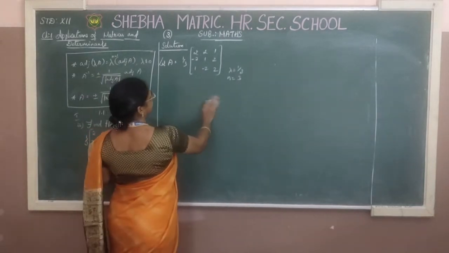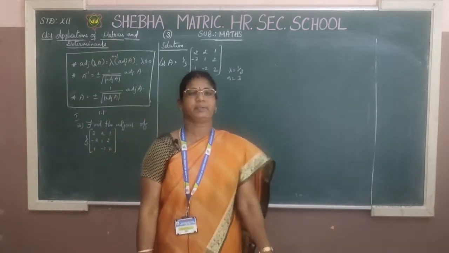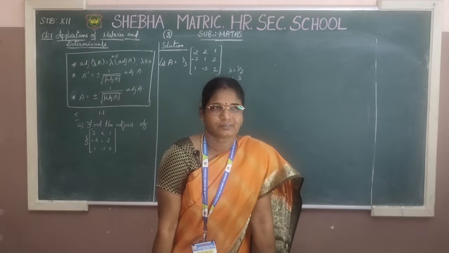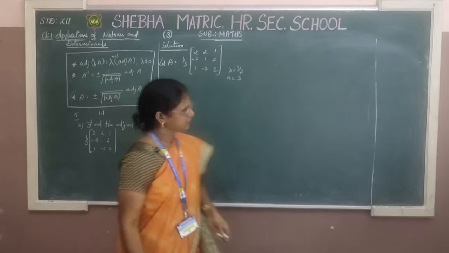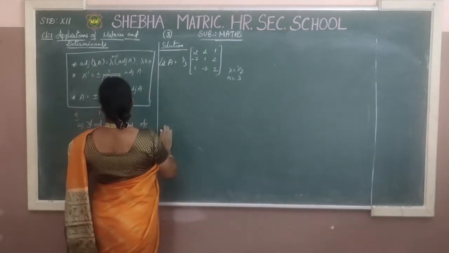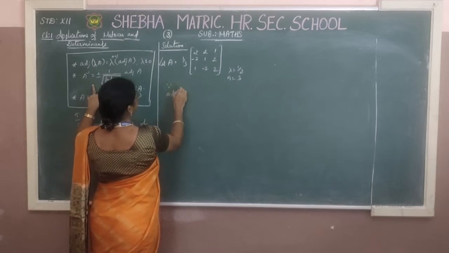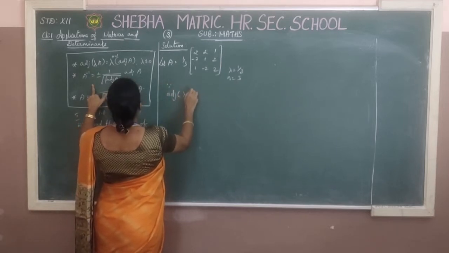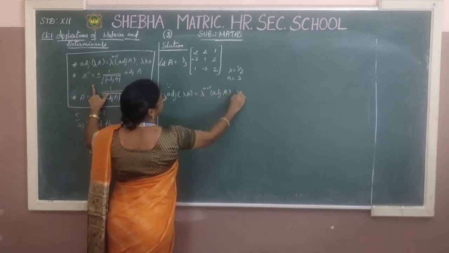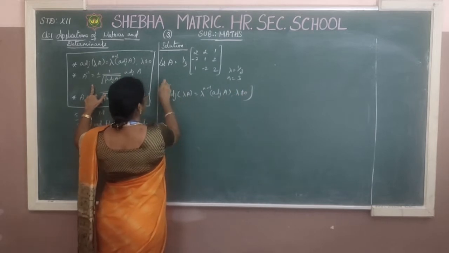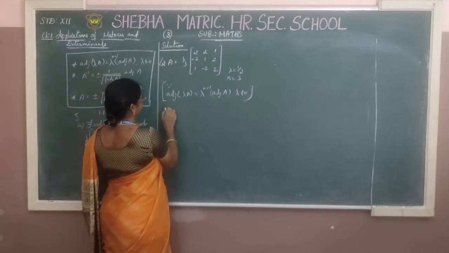How to find adjoint? I would like to explain the direct method of adjoint A. As per the formula, first write the formula one time. Adjoint of lambda A equals lambda power n minus 1 into adjoint of A, where lambda is not equal to 0. As per the formula, you have to find the adjoint of A.